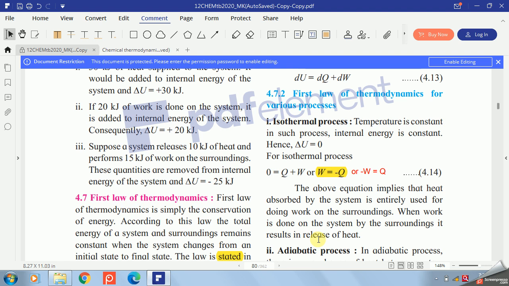So heat absorbed by the system is entirely used for doing work. Work is done by the system on the surrounding. Okay, so this is the meaning of the first. So I'll highlight: W is equal to minus Q means release of heat, and this is nothing but the reverse statement. Okay, I think all of you understood this.